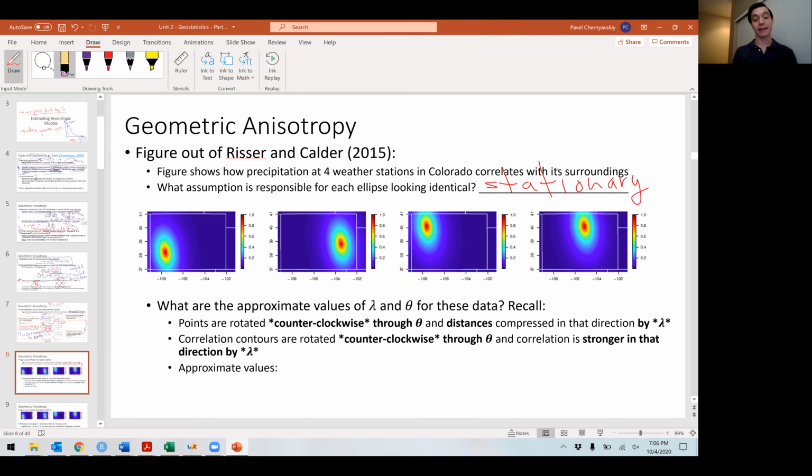We're talking about stationarity. What are the approximate values for lambda and theta? Let's go theta first. We rotate everything counterclockwise by theta. Here's 0, here's 90. It's definitely greater than 90, but maybe not too much greater than 90. My guess, I don't know, 120 or so degrees. Lambda, I have no clue, right? Lambda is how much bigger the major axis is than the minor axis.